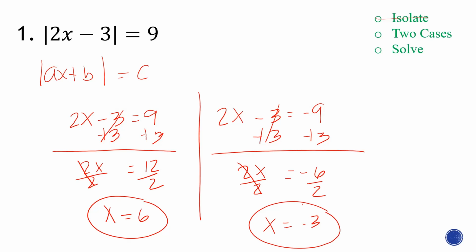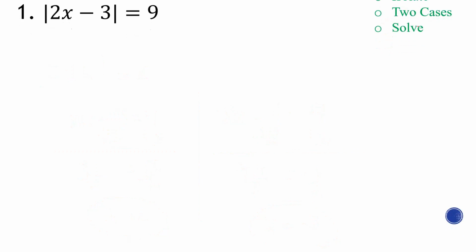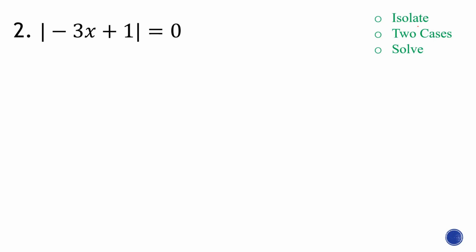Okay, let's go to the next example. Yeah, so we do the two cases and then we solve. Okay, absolute value of negative 3x plus 1 is equal to 0. Again, there's no need for us to do the isolation, and then we will proceed to the two cases. But here, as you can see, this is 0. So that means there's only one case. Okay, and that is just drop the absolute value bars and then equate it to 0 and then solve. Because there's no negative 0, that's why you only have one case.